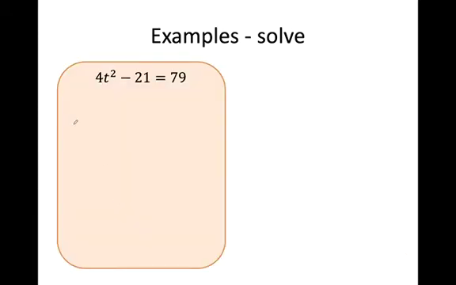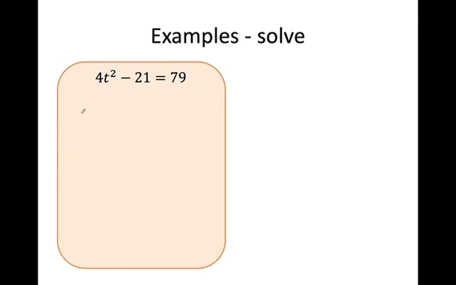So we're going to have a quick look at this one. So now we've got a squared in here, all right? A bit more of a challenge, but it still works exactly the same way that you would have done any other equations. We want to get the term with the variable on its own on one side.